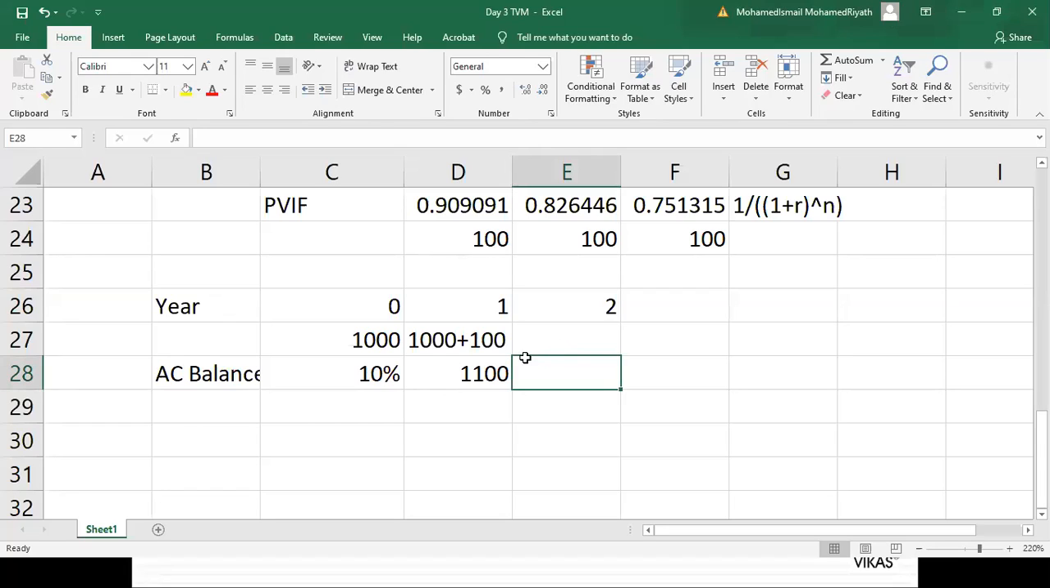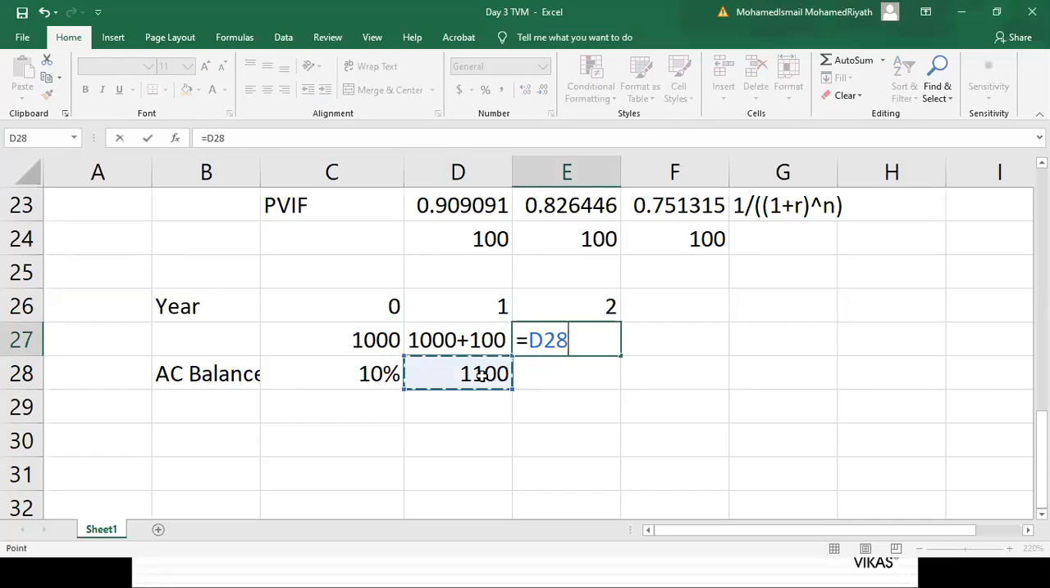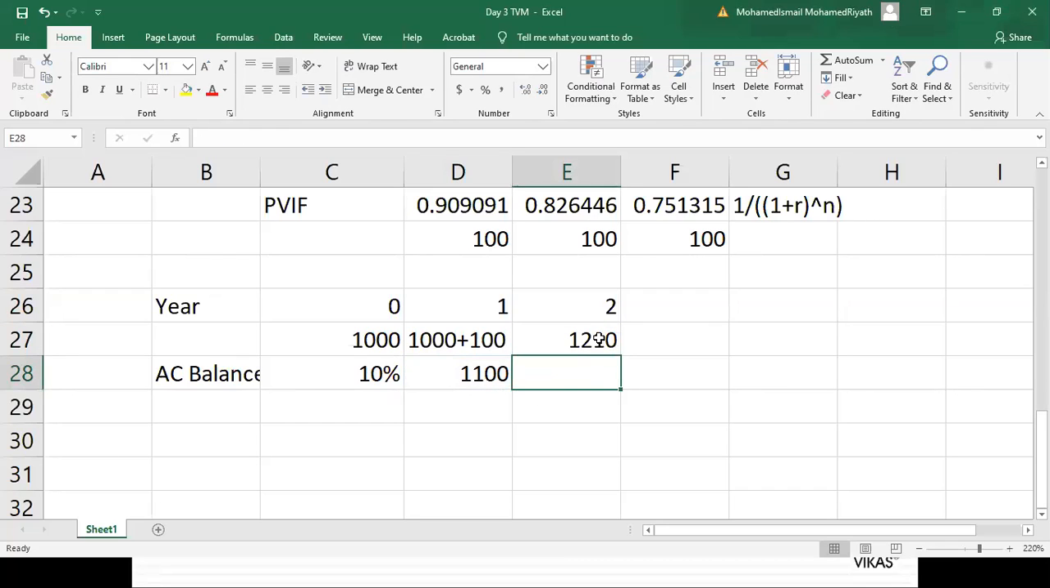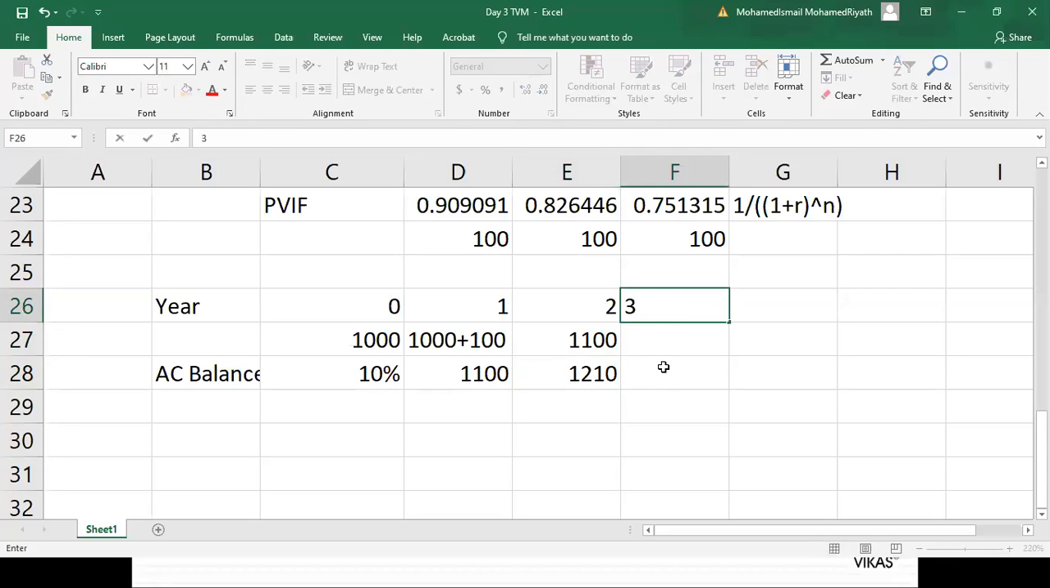They will charge interest on this 1,100. So 1,100 into 1.1 exactly gives 1,210. Albert said, Misfa said, correct. So the principal amount will be 1,100 at the beginning of the second year, and at the end of the second year the account balance will be 1,210. And the third year? This amount will become the principal amount, and you will get interest as this amount into 1.1, like that.